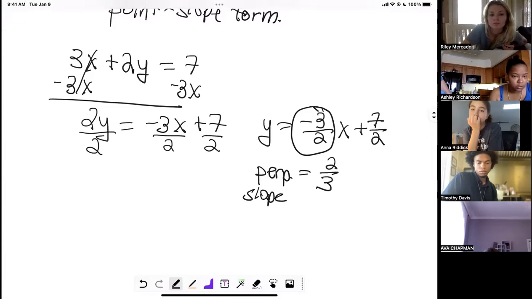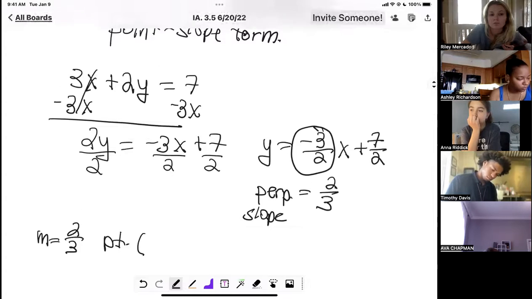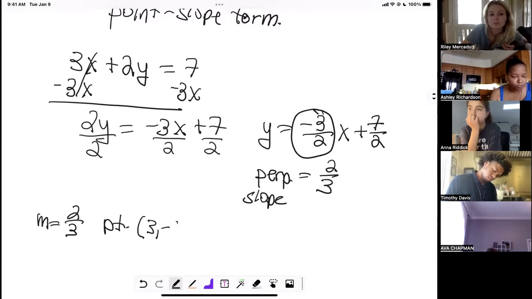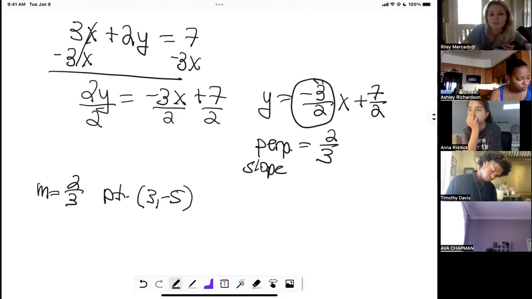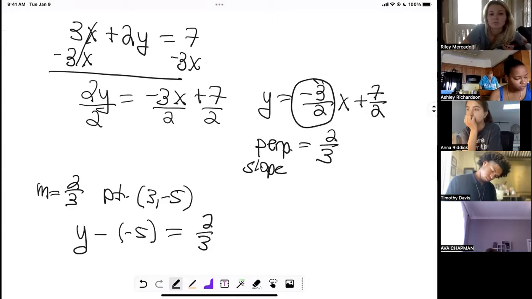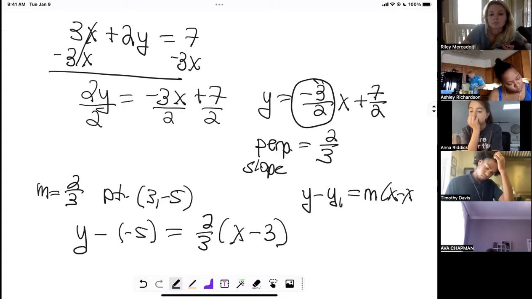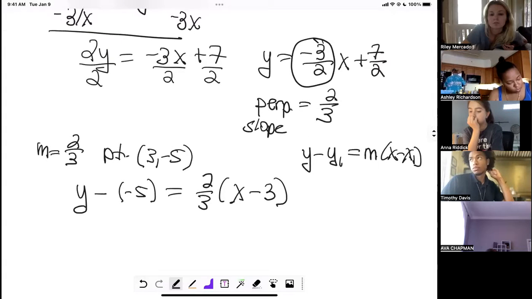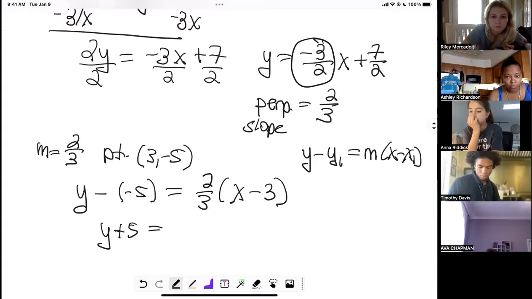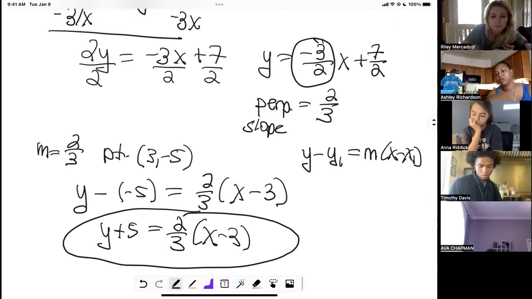So now I have my two things. I have my slope and I have my point, which was, I forget, 3, -5. It wants you to write it in point slope form. So here we go. y minus y1 equals m times x minus x1. And then all I have to do is simplify this y side. y plus 5 equals 2/3 times x minus 3. And I have my equation in point slope form.